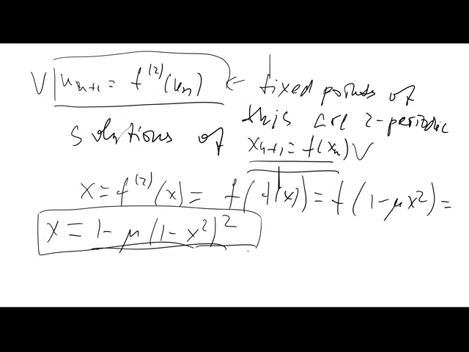Now you see there will be 4 roots, but 2 roots you already know. Those 2 roots were roots of this, x equal to 1 minus mu x squared. And therefore you can find 2 other roots of this.